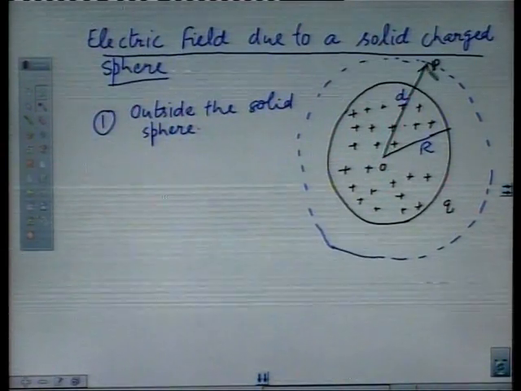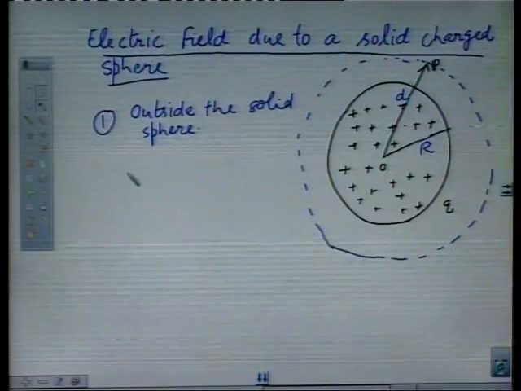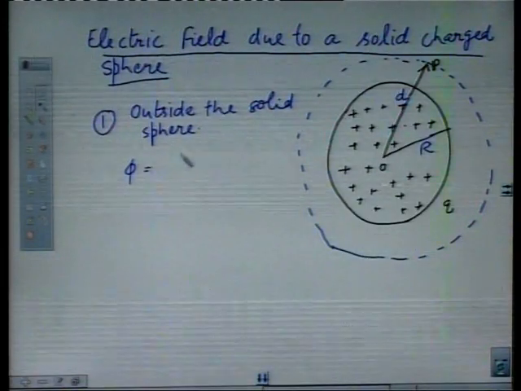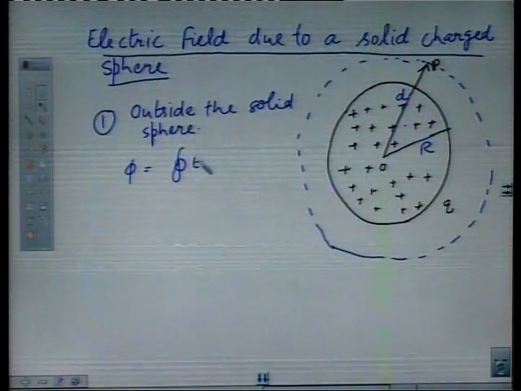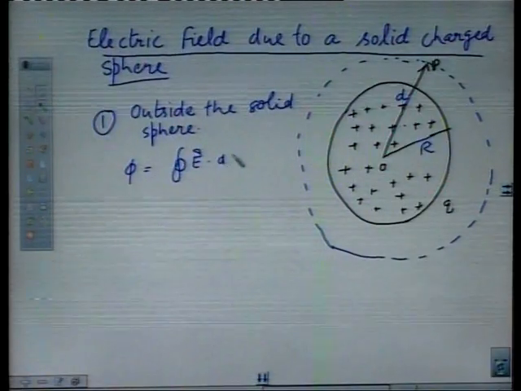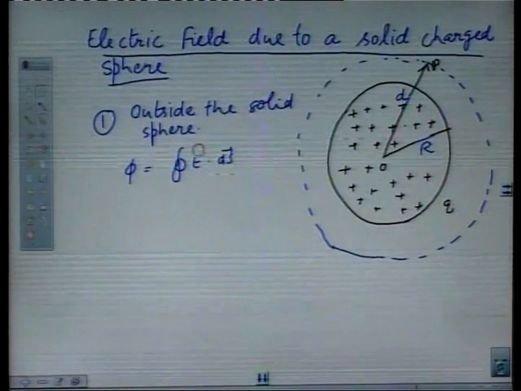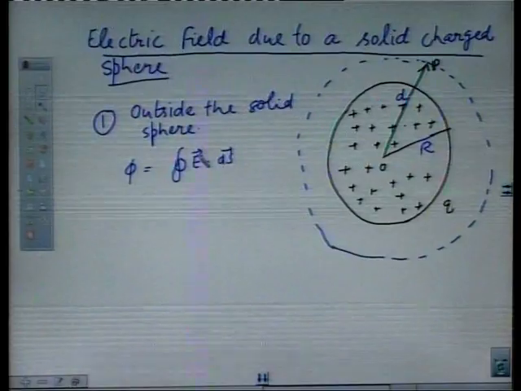Now, at this point phi is equal to E vector dot ds vector. This is the definition of electrical flux.